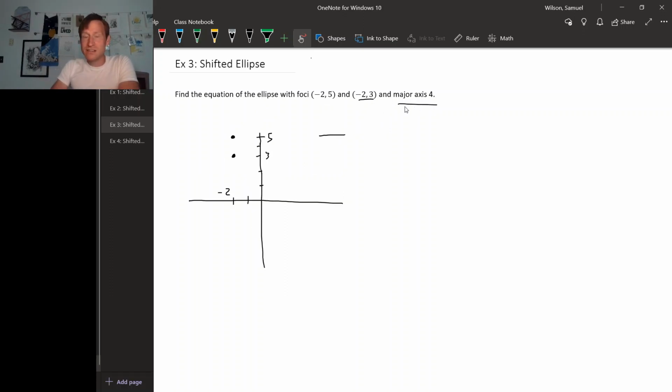Okay, our major axis is 4, but to know how to use that to sketch our ellipse, first we need to know what direction the major axis is. Since the foci are above and below each other, that means the major axis of this ellipse must be going up and down instead of left and right. And the center of the ellipse is always halfway between the foci. So that means the center of the ellipse is right here at minus 2, 4.